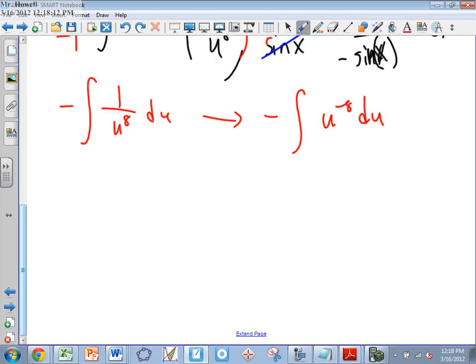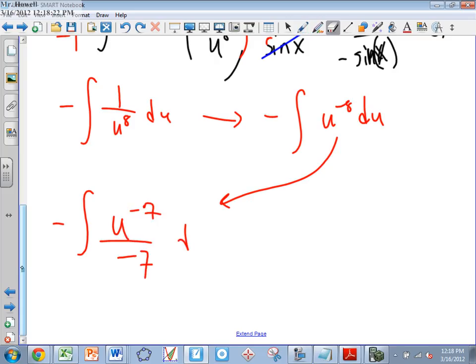We're raising the power, so we're going from a more negative number to a less negative. So negative u to the negative 7 over negative 7, plus c. The negatives do cancel, yes.